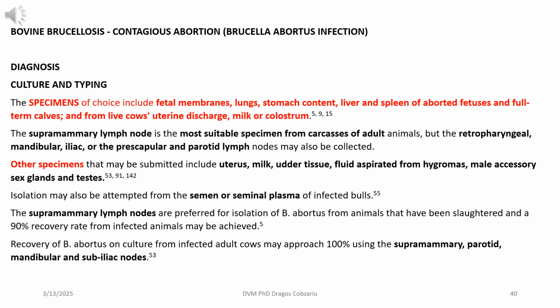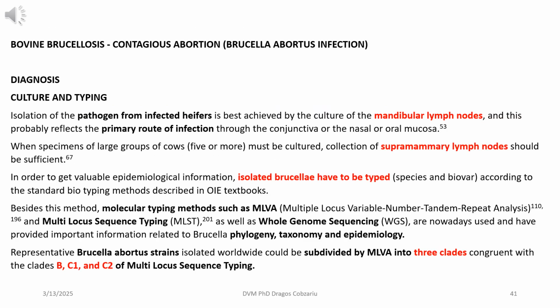The supramammary lymph nodes are preferred for isolation of B. abortus from animals that have been slaughtered, and a 90% recovery rate from infected animals may be achieved. Recovery of B. abortus on culture from infected adult cows may approach 100% using the supramammary, parotid, mandibular and subiliac nodes. Culture and typing. Isolation of the pathogen from infected heifers is best achieved by the culture of the mandibular lymph nodes, and this probably reflects the primary route of infection through the conjunctiva or the nasal or oral mucosa. When specimens of large groups of cows, 5 or more, must be cultured, collection of supramammary lymph nodes should be sufficient.